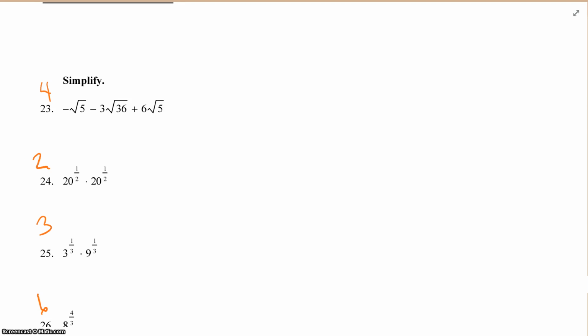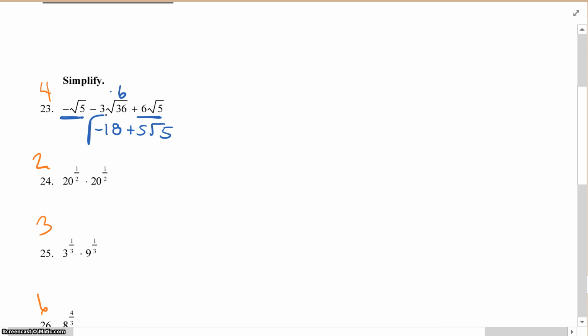All right, so finishing our test review for 7th period. Number 23, 4, if it's test ID B. So I got the negative square root of 5 minus 3 times the square root of 36 plus 6 root 5. So first, what's the square root of 36? 6. Negative 3 times 6 is negative 18. Sum like terms. So I got negative root 5 plus 6 root 5, so that would be just plus 5 root 5. Easy enough.